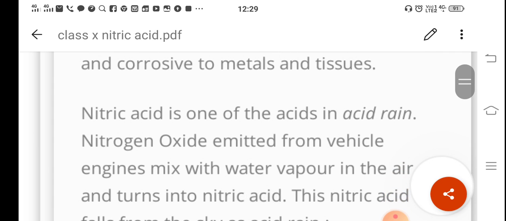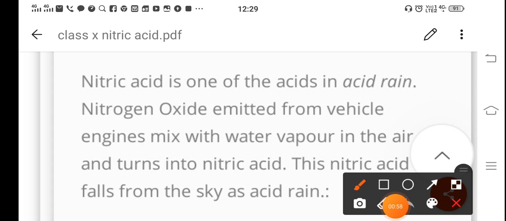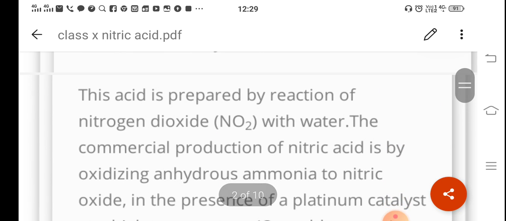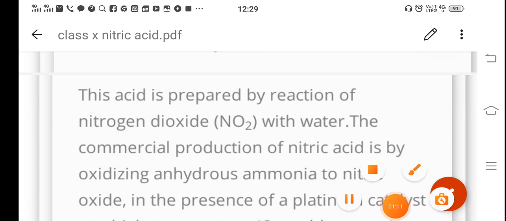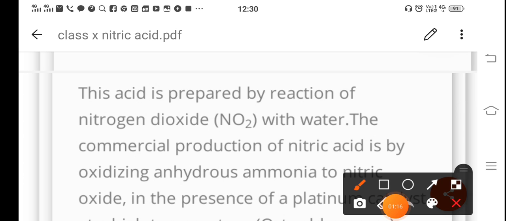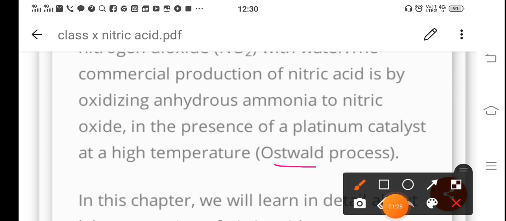The exhaust from vehicles, or you can say the byproduct of combustion from vehicles, adds oxides of nitrogen to the atmosphere, and the oxides of nitrogen form nitric acid with the water vapor present in the atmosphere, forming acid rain that comes back to the earth's surface. It is prepared by the reaction of nitrogen dioxide with water, and commercially it is produced by oxidizing ammonia to nitric oxide in the presence of platinum as a catalyst at a very high temperature. The process is known as the Ostwald process.